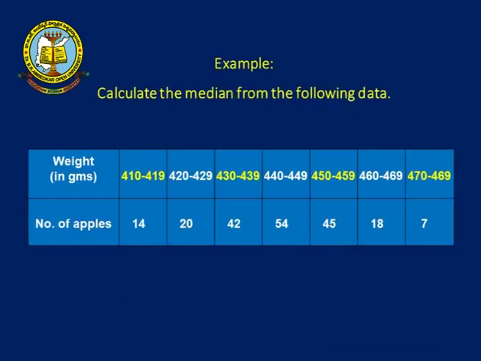Next, this is an example of an inclusive continuous frequency distribution. Why? Because here 410 is included and 419 is also included. The next class interval is 420 to 429, where both 420 and 429 are included. This type of data is converted into an exclusive continuous frequency distribution by subtracting 0.5 from the lower limit and adding 0.5 to the upper limit.